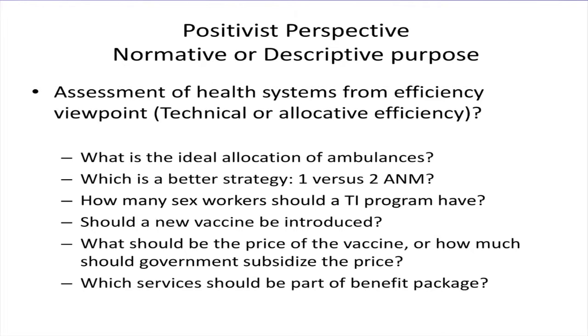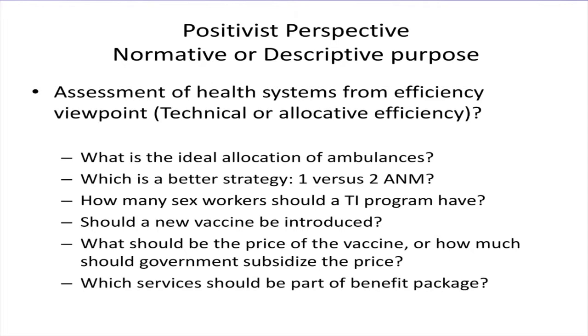What is the ideal allocation of ambulances? How many ambulances should we station? Which is the most optimum number of ambulances? How many ambulances per 1,000 population, or per district, or per region, per square kilometer? How many ambulances should we have? Which is a better strategy, 1 or 2 ANMs? How many sex workers should be covered under a targeted intervention program for prevention of HIV?